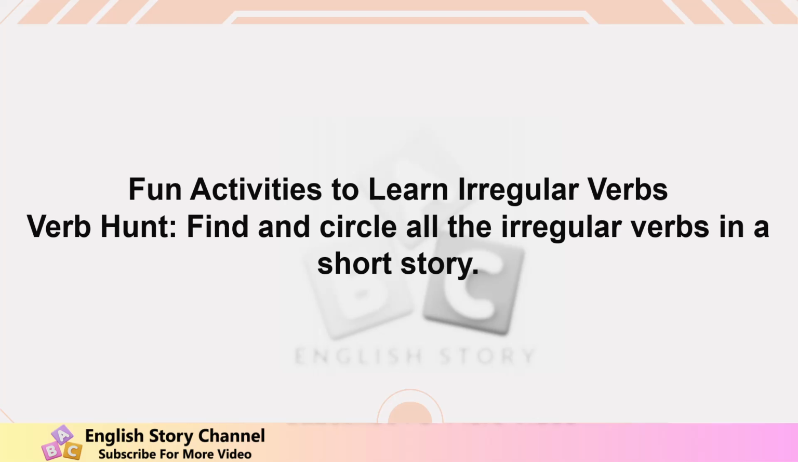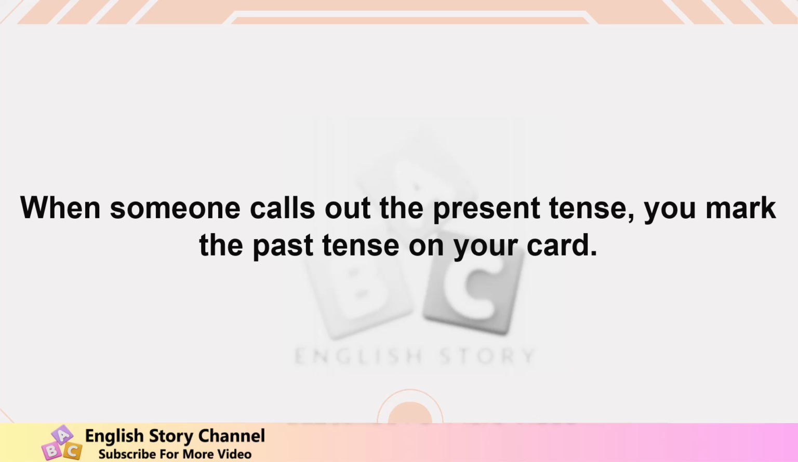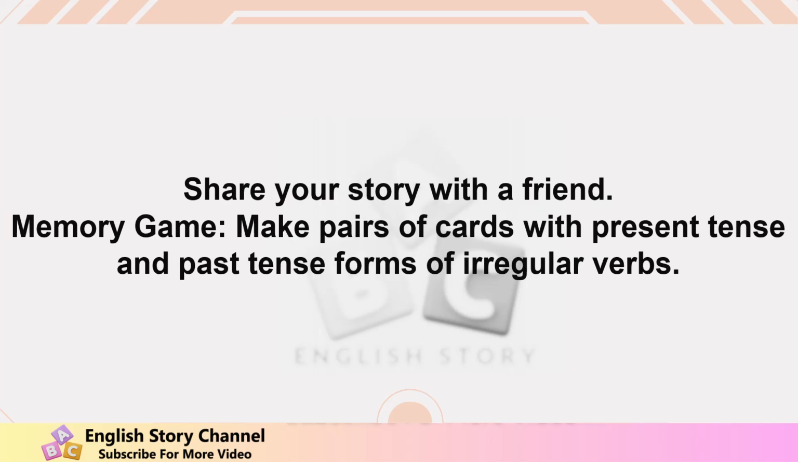Verb hunt. Find and circle all the irregular verbs in a short story. Write the past tense form next to each verb. Verb bingo. Make a bingo card with different irregular verbs. When someone calls out the present tense, you mark the past tense on your card. Story writing. Write a short story using as many irregular verbs in the past tense as you can. Share your story with a friend.